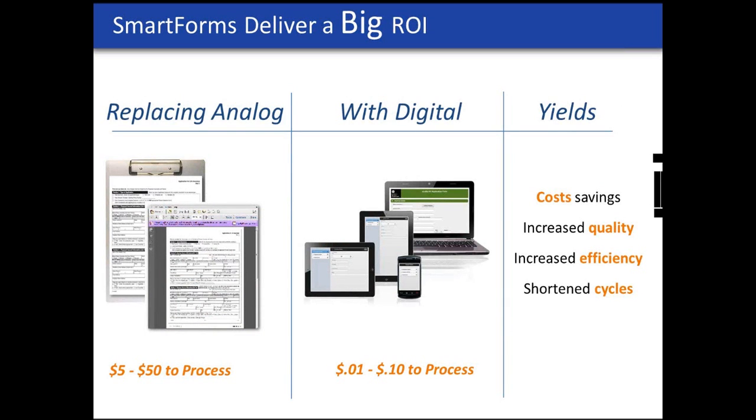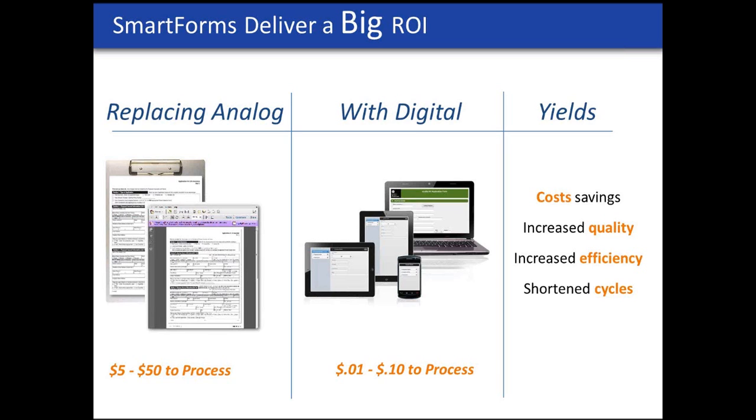So what's the payoff? The payoff is significant. Replacing an analog experience with a digital experience yields incredible cost savings, significant increases in data quality, significant increases in the efficiency of your mobile workers, and shortened process cycles. So our estimates, we always tell customers, if you're using some sort of form that doesn't have mandatory fields and intelligent business logic, it costs you on average somewhere between $5 and $50 to process.